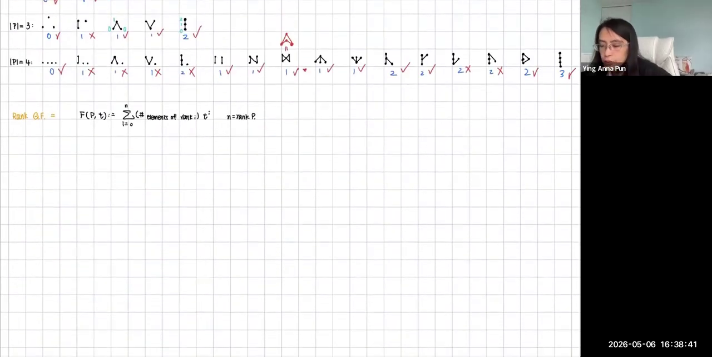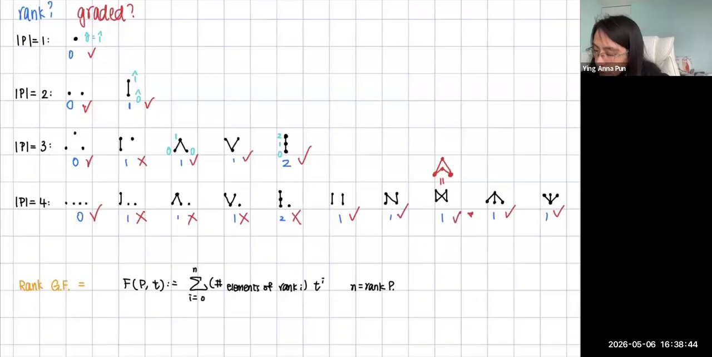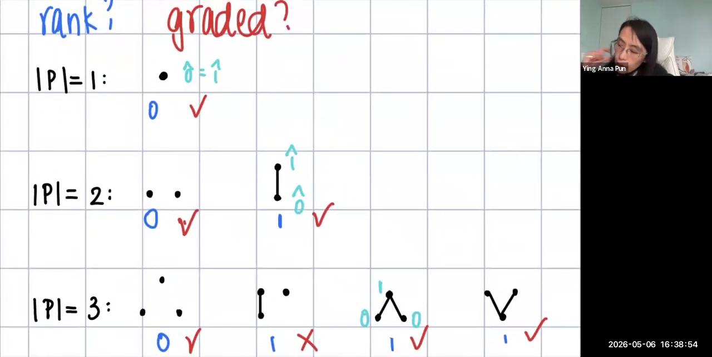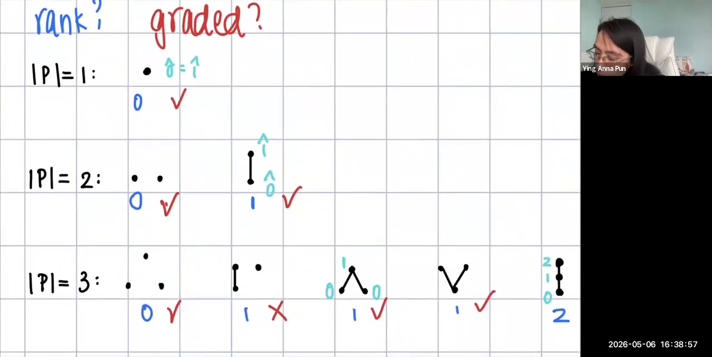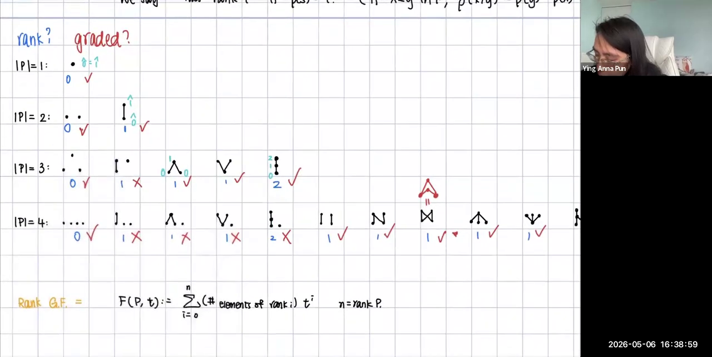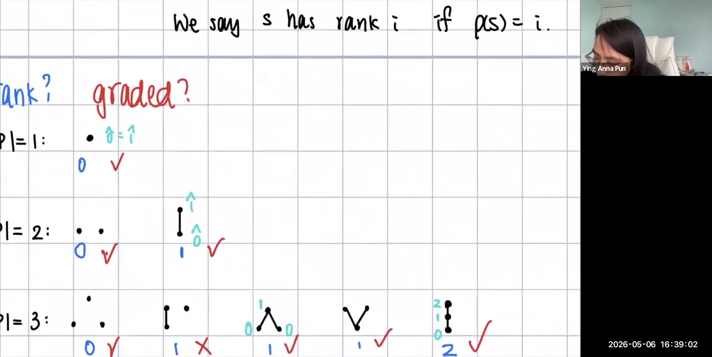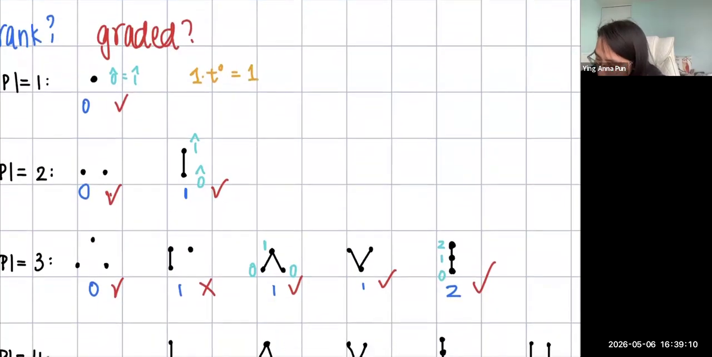All right, so let's get started here. I can only do the ones which are graded. If it is not graded, I cannot do it. So for example, here, this is 0, meaning that there is one thing with rank 0. So your rank generating function is just 1 times t^0, so it's just 1. And here you have two things with rank 0, so your rank generating function is 2 times t to the power 0, which is 2.